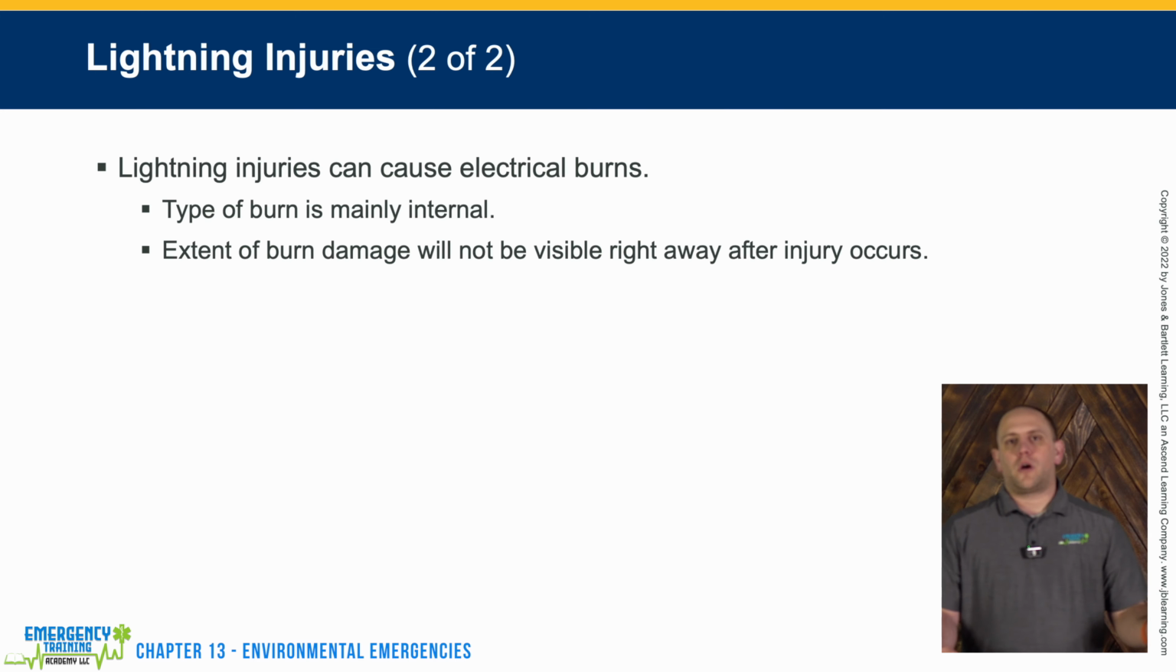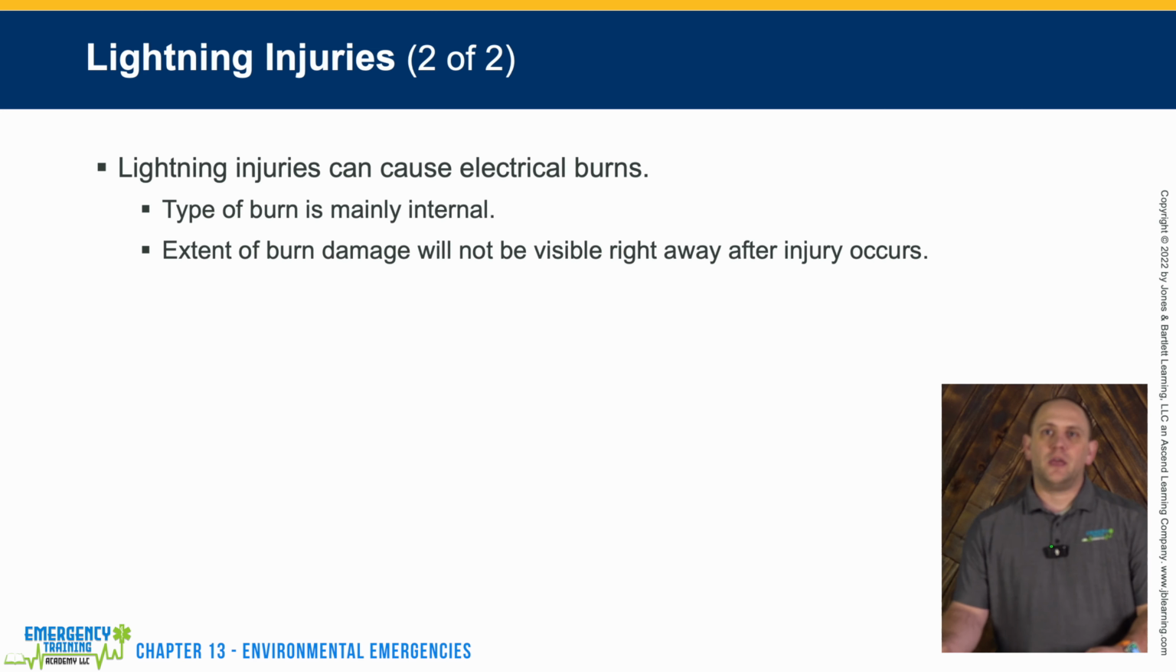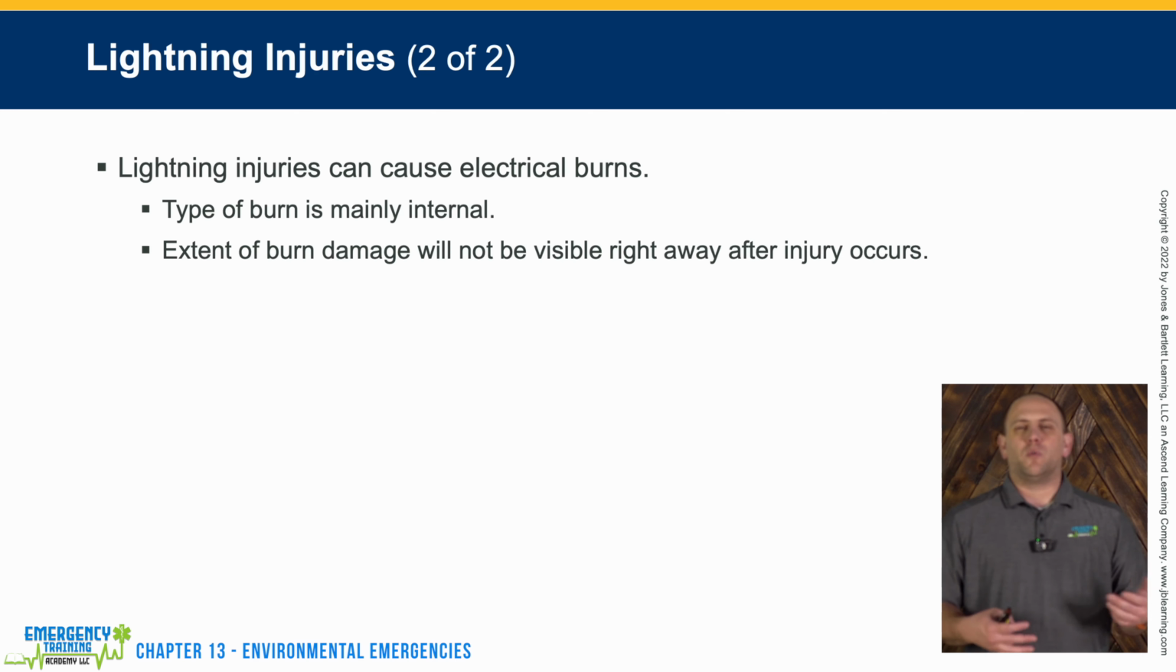Along with cardiac dysrhythmias that we might see with our lightning strikes, the other thing that we might see is electrical burns. And oftentimes these electrical burns are going to be internal. So we may not see the injury right away. We may just see an entry point and an exit point from where the electricity entered and exited the body. But we always want to pay attention to where that entrance and exit is. Think about the path that it may have taken through the body and the internal organs that are in that path that may be damaged.